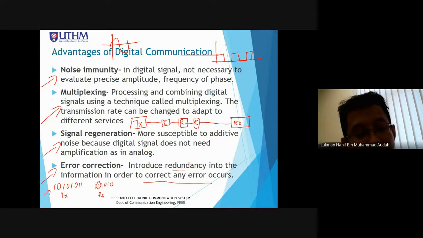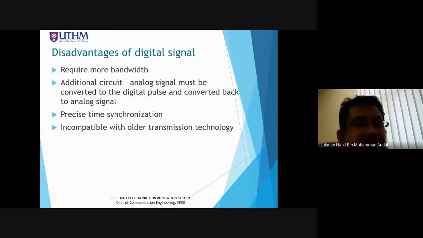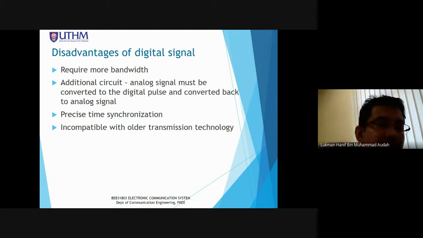Okay. Satu atau lebih redundancy bit. Kita tambahkan bit tambahan supaya kita boleh detect error dan juga correct the error at the receiver. That's a good thing about digital. Okay. Dalam analog kita tak boleh buat macam ni. Okay, hanya dalam digital. What about disadvantage? Disadvantage, it requires more bandwidth.